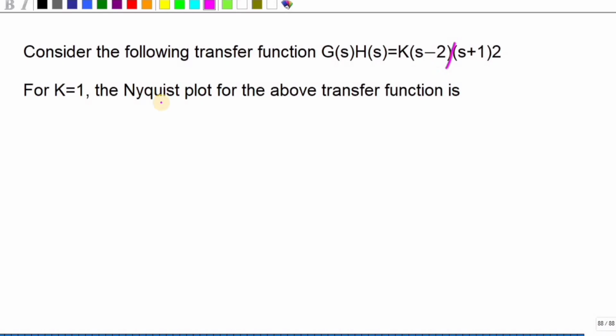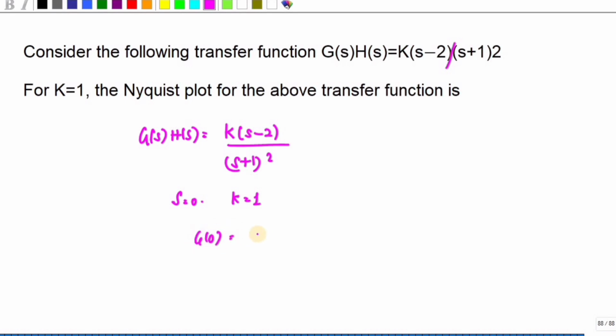I am Dr. Vinod. So first question is, consider the following transfer function G(s)H(s) = K(s − 2)/(s + 1)² for K = 1. The Nyquist plot for the above transfer function is? So if I substitute s = 0 and K = 1, G(s)H(0) is equal to −2/1, that is −2.